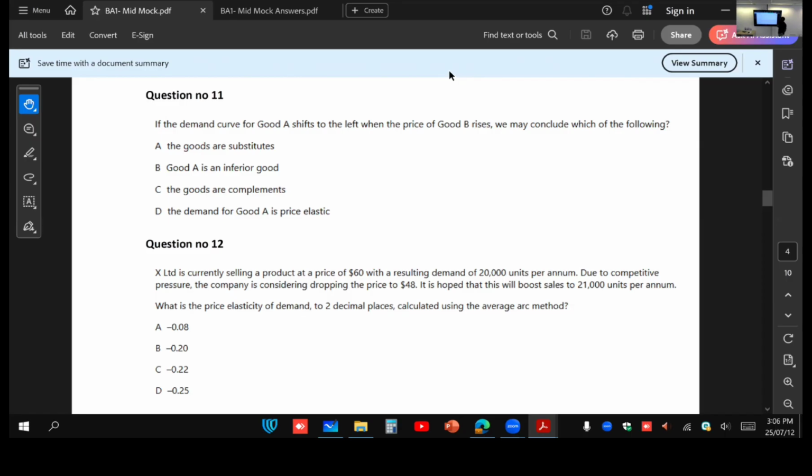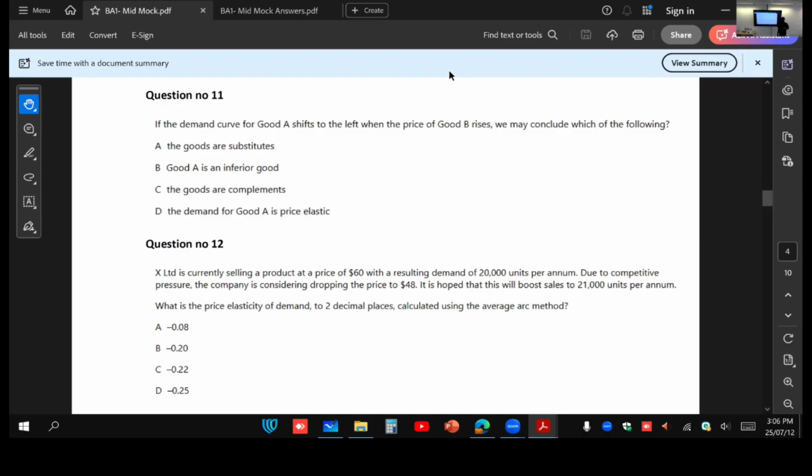Demand curve moves to the left means demand reduces. Isn't it? Demand curve moving to the left means demand reduces. So price of good B rises. As a result, demand reduces in good A. So this is complementary good or a substitute? Complementary it seems. Right? So what will happen?